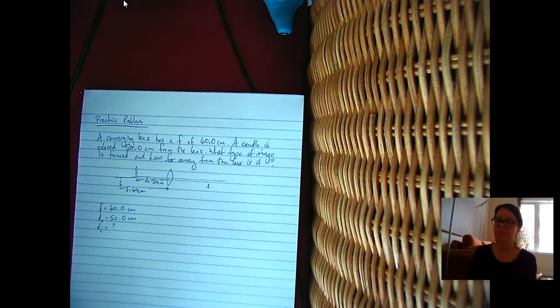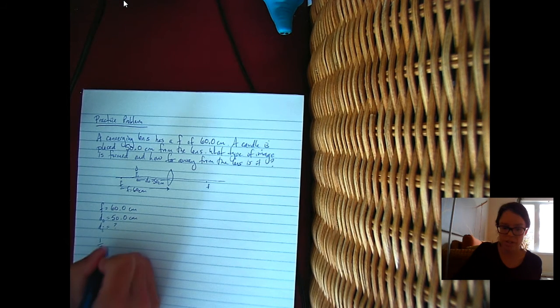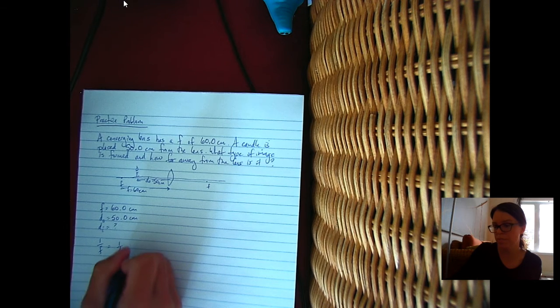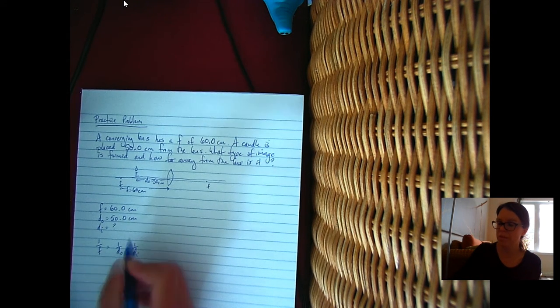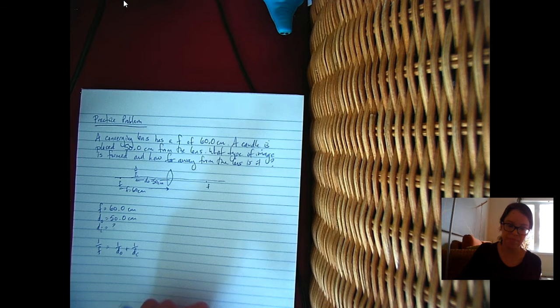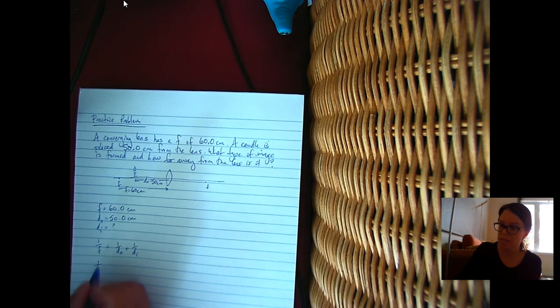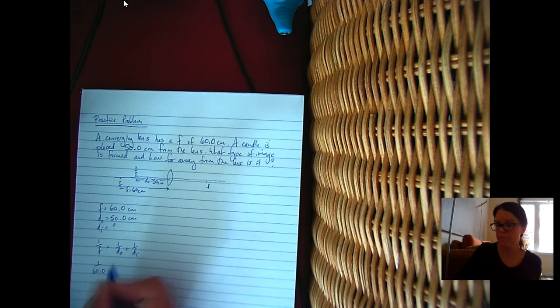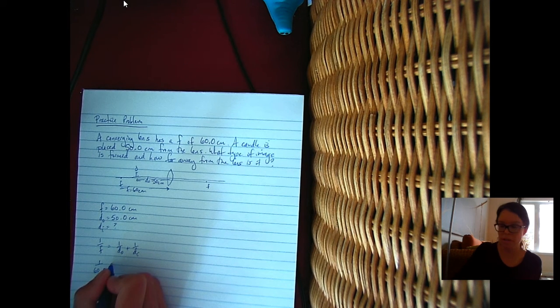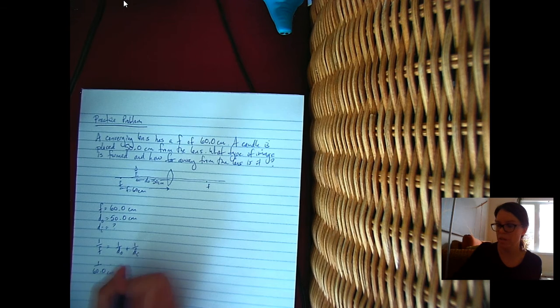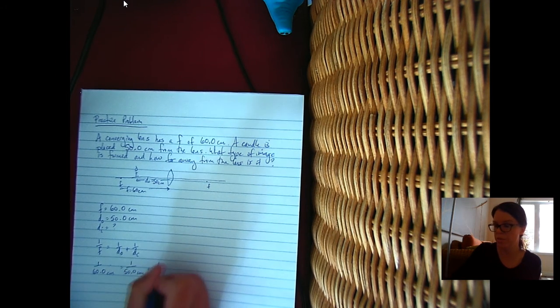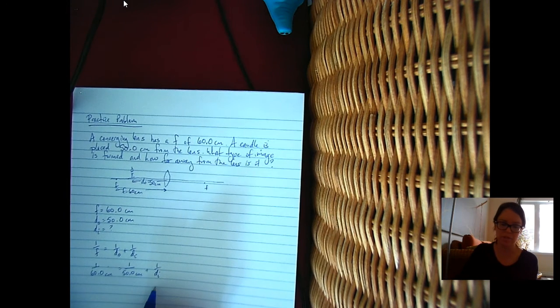When we find the distance, we'll also learn if it's real or virtual, whether it has a plus or a minus with it. The only equation you know to use so far is the thin lens equation: 1 over F equals 1 over DO plus 1 over DI. Okay. Next thing to do is start substituting. So 1 over 60.0 centimeters equals 1 over 50.0 centimeters plus 1 over DI. DI is my unknown, the thing I'm solving for.